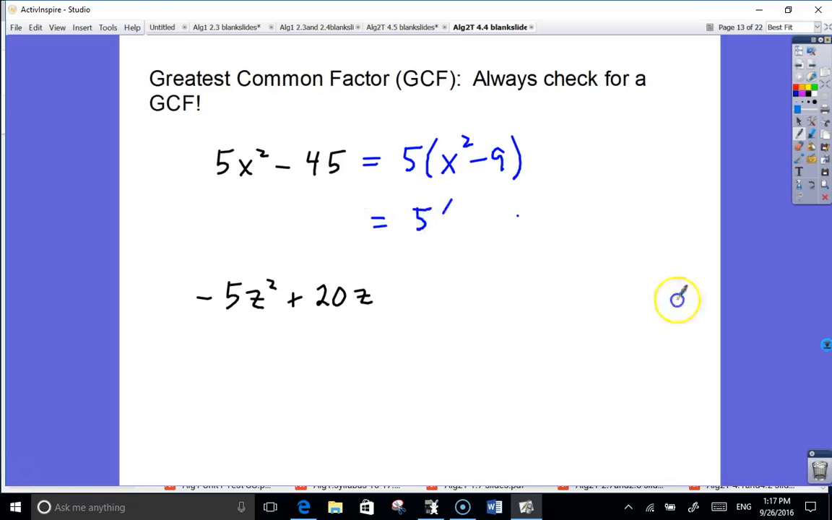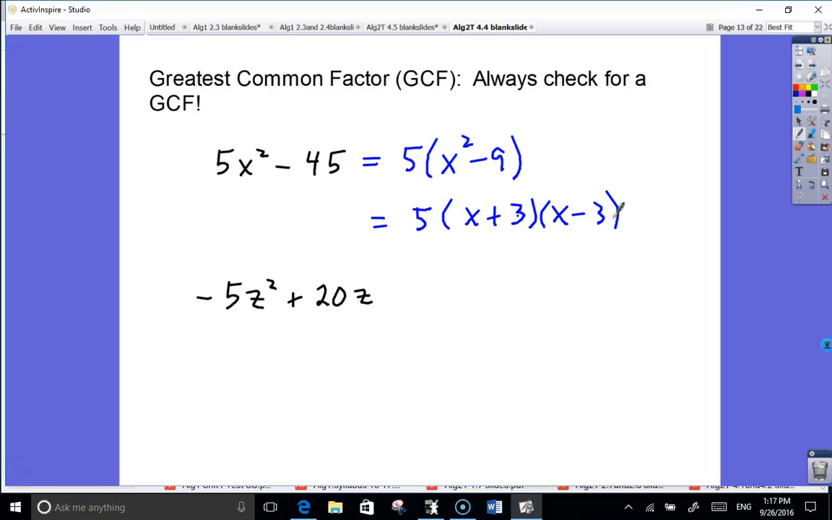5 times x plus 3, x minus 3, like that. Usually, like on a test, if I'm thinking that there's more than one layer of factoring, the directions will say completely factor, to make sure that you take it all the way to the end.